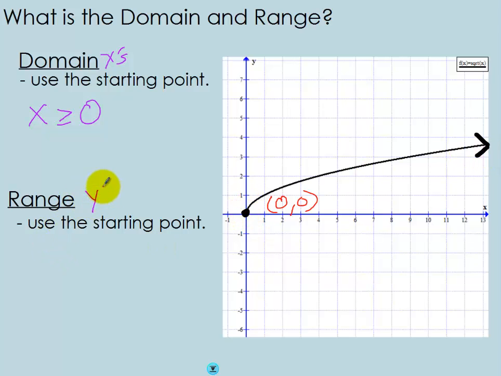So your range is the y values. Use that starting point again. Your y starts at 0 and it keeps going up. It's going up to 1 right here and 2 right here and 3 right here. And it just keeps going up and to the right. So it kind of goes up slower. So your range is y is greater than or equal to 0.